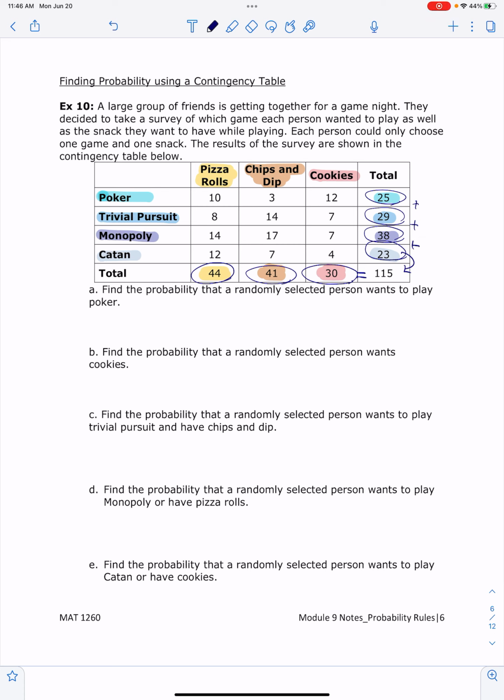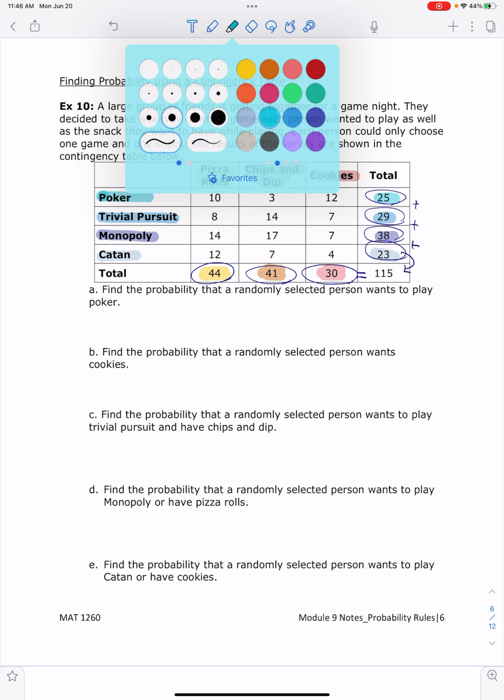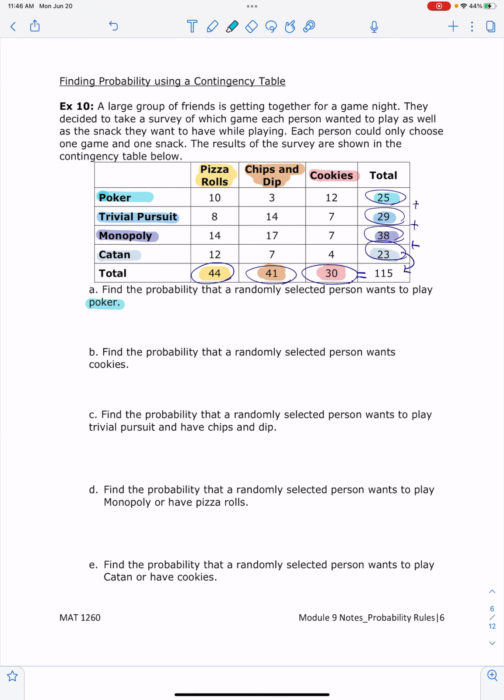Okay? We want the probability that a randomly selected person wants to play poker. So the probability that somebody wants to play poker is our total of 25 poker players out of the 115 total that we have. Again, I'm not going to worry about reducing this. If we do need to combine later, we're going to want a common denominator. So we're going to leave it like this.